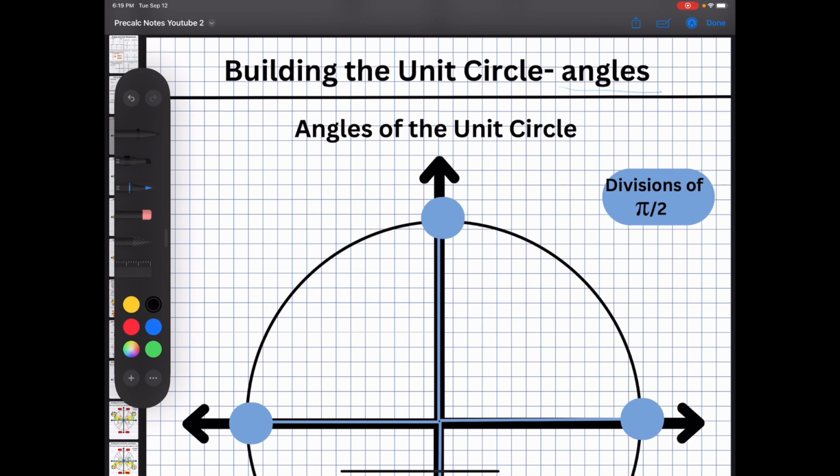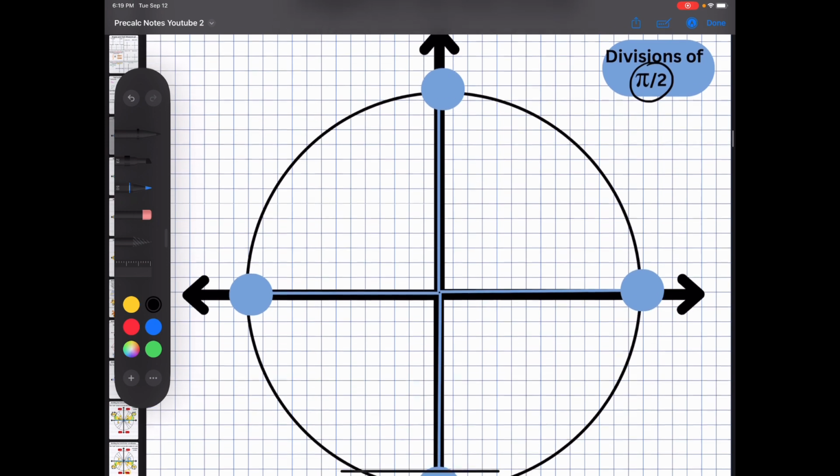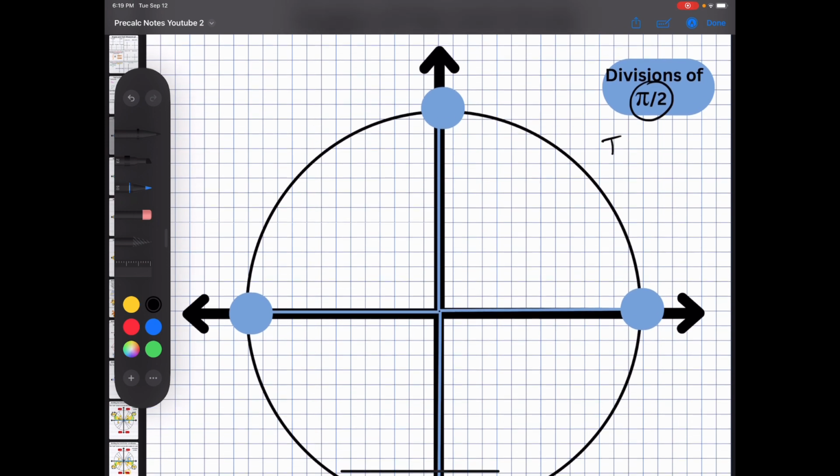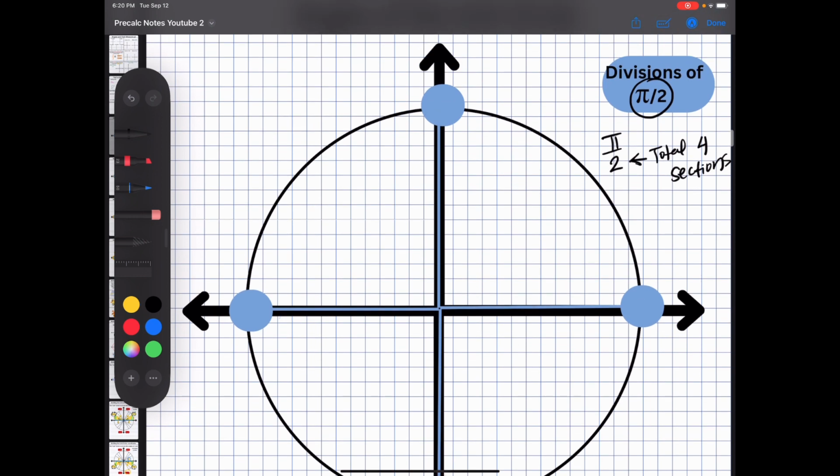And so the first thing I'm going to do is graph divisions of pi over 2. And if you've seen the other video of angles and their measure, you know how to graph radians now. Now, if I wanted to create divisions of pi over 2, I know that I need a total of double the denominator. In this case, double of 2 would be 4. I need a total of 4 sections. So I already divided my unit circle into 4 sections: 1, 2, 3, 4 sections. And now that I have my 4 sections, I know that each section is pi over 2.